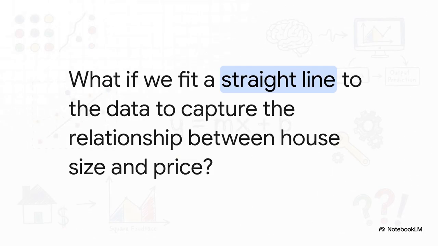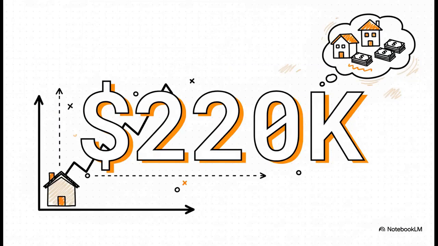Well, one of the simplest ways to start is to just look at the data. Let's visualize it. If we plot every house's size against its price on a graph, you start to see a pattern take shape. And the easiest way to describe that pattern? You guessed it. We just draw a straight line right through the middle of everything. And boom! Just like that, we have a predictive model.